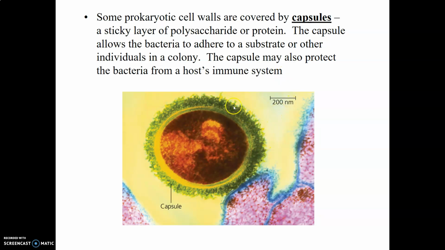So if we look here at this bacterial cell, we can see the cytoplasm in orange. You can see the cell wall surrounding it, and then this fuzzy layer right here composed of these polysaccharides and proteins. This is the capsule. And we can also see how it's adhering to this particular cell.